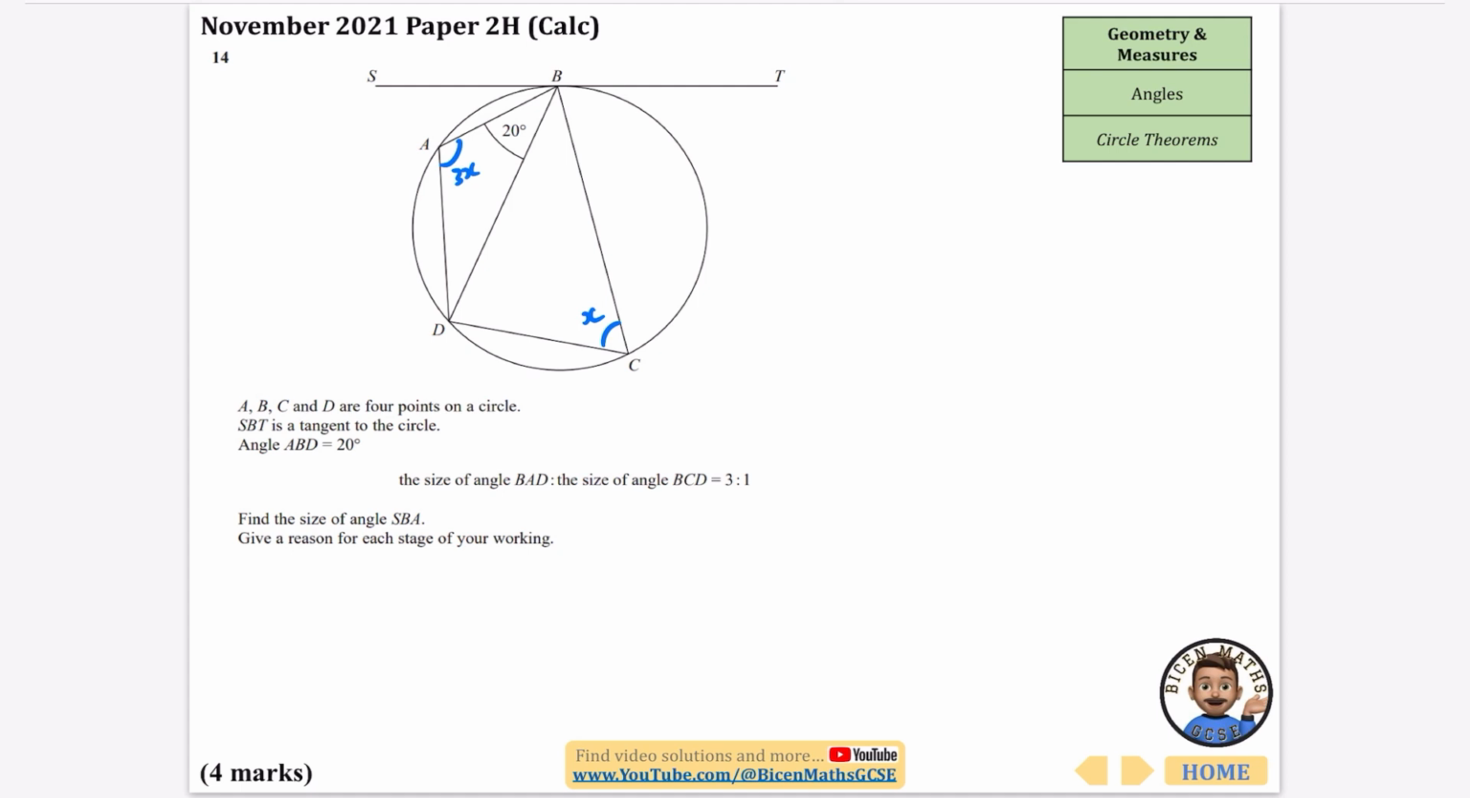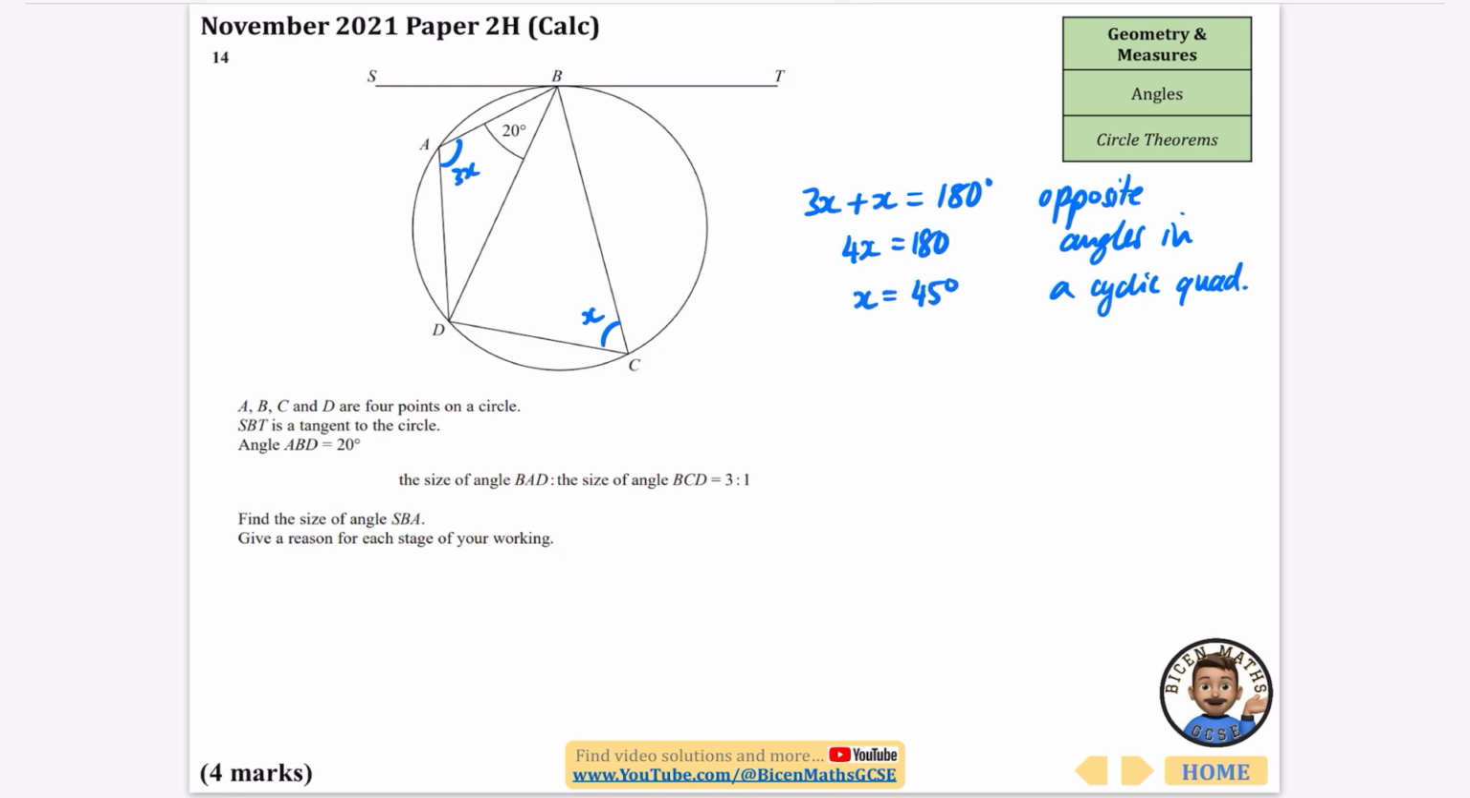And I know something about these two things. I know that the opposite angles in a cyclic quadrilateral add up to 180. So I'm going to write down here that 3x plus x equals 180. And I'm going to give a reason for that. I'm still going to write down that this is opposite angles in a cyclic quadrilateral. So I'm going to solve this. 4x is equal to 180, and on a calculator, 180 divided by 4 is 45 degrees.